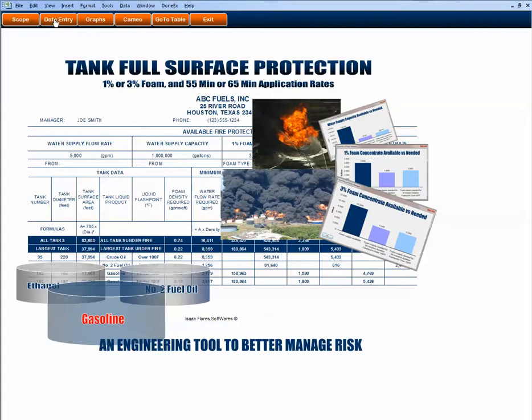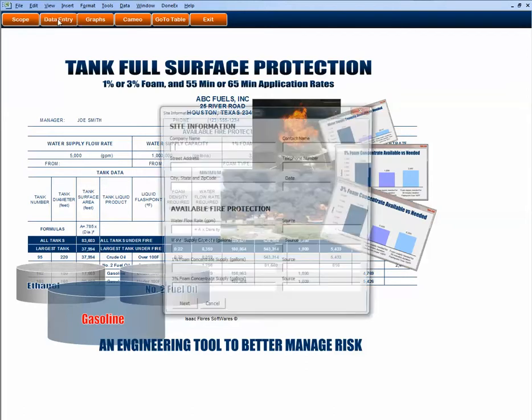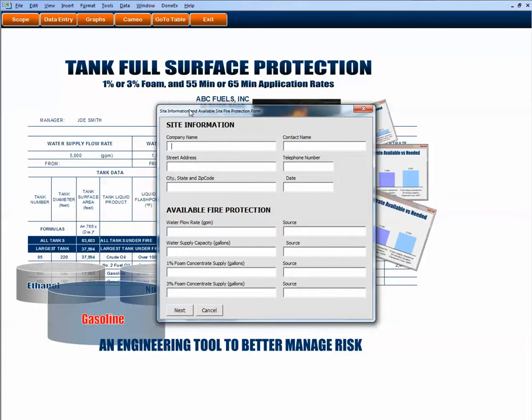Let's begin. We're going to enter data for a few tanks. We click the Data Entry button, and this window opens. You go into Site Information and available fire protection. And then the program compares available fire protection to the needed level of fire protection.